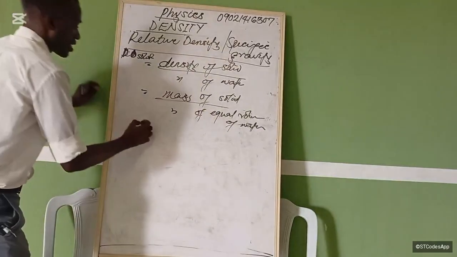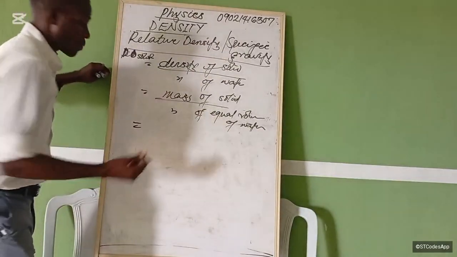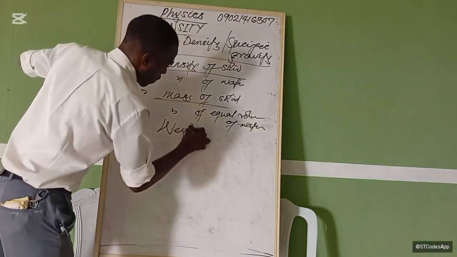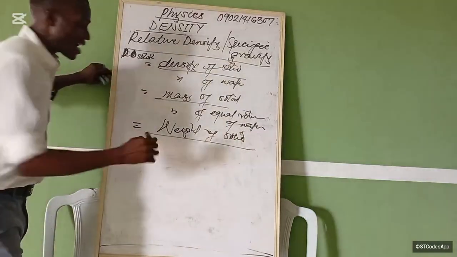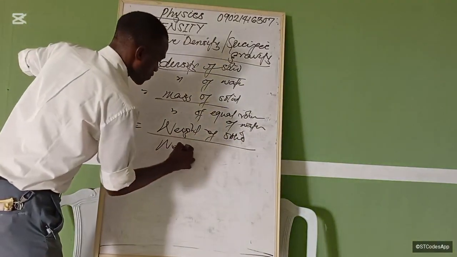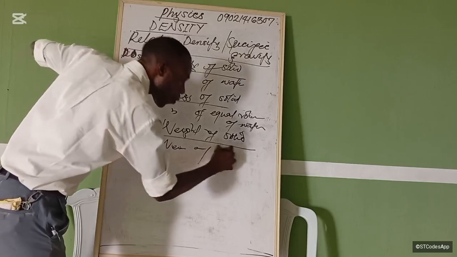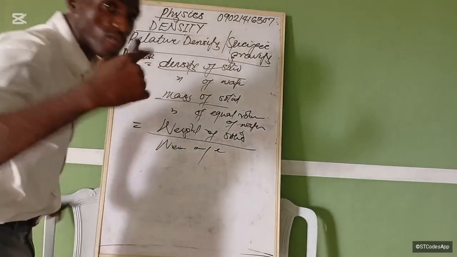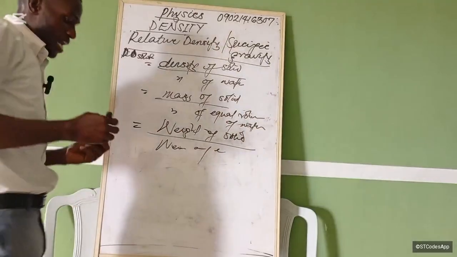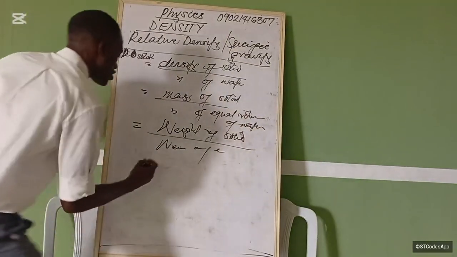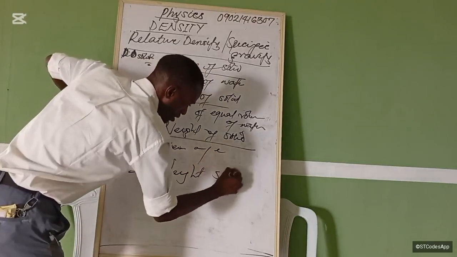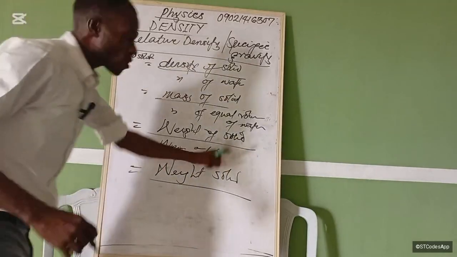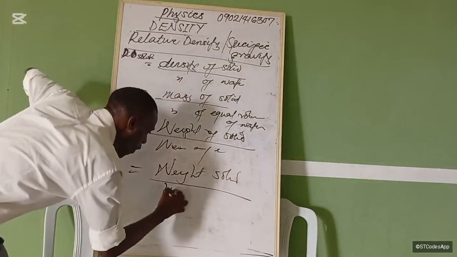Another one is the weight. Since mass can be compared, we also see that it is the weight of the solid over the weight of equal volume of water. It has to be the weight of equal volume of water again. Another formula is the weight of the solid in air over the weight of equal volume of water, which is the upthrust that is experienced.